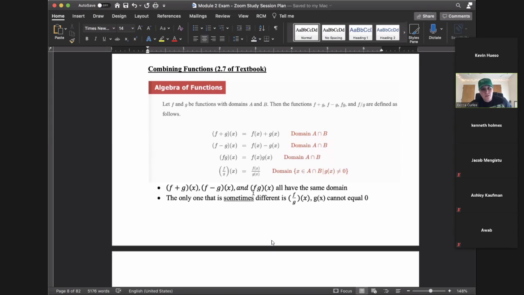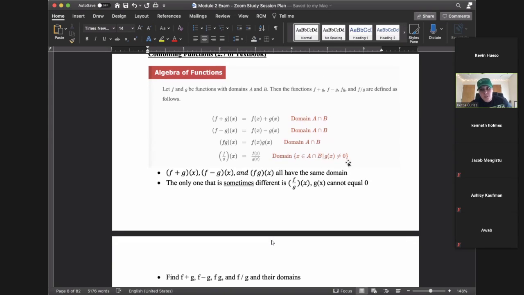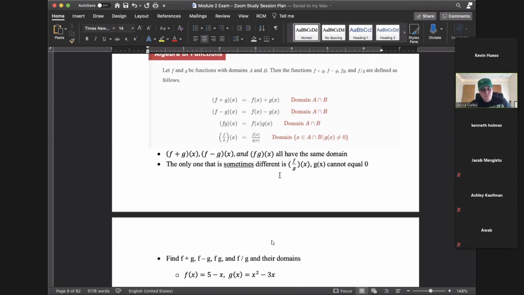The only one that is sometimes different is f over g of x, because g of x cannot equal 0. So it's still going to be A intersect B. It's still going to be the domain of f of x combined with the domain of g of x, but with the restriction that g of x cannot equal 0, because g of x is in the denominator right here.